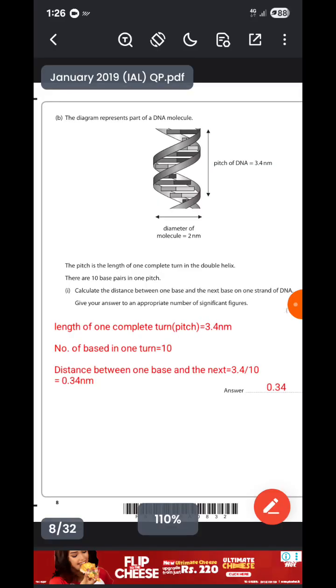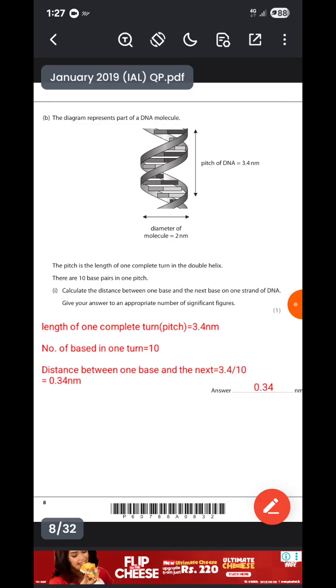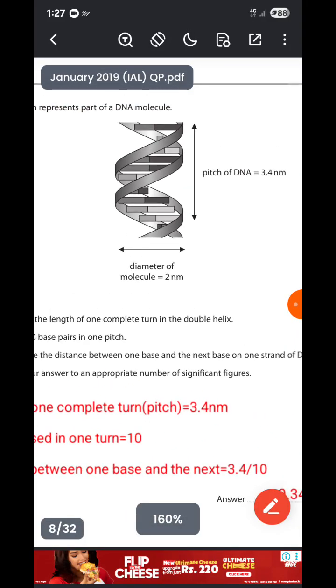The diagram represents part of a DNA molecule. The pitch is the length of one complete turn in the double helix. There are 10 base pairs in one pitch. Roman numeral 1. Calculate the distance between one base and the next base on one strand of DNA. Give your answer to an appropriate number of significant figures. So here, pitch of a DNA means a complete turn in the double helix. So pitch is 3.4 nanometers and the diameter is given as 2 nanometers.